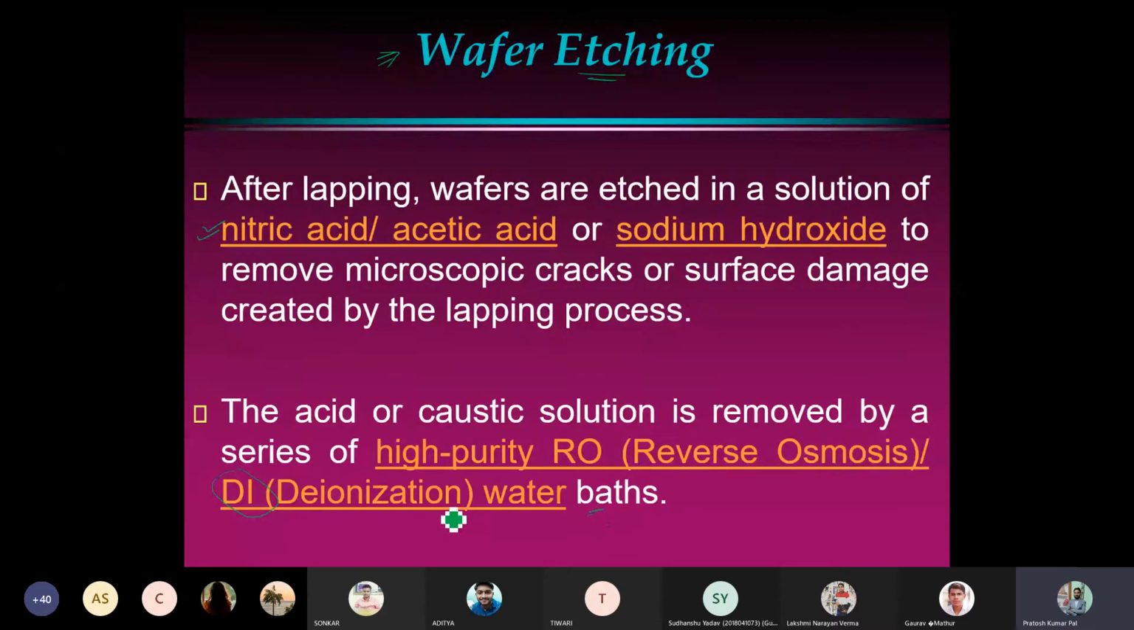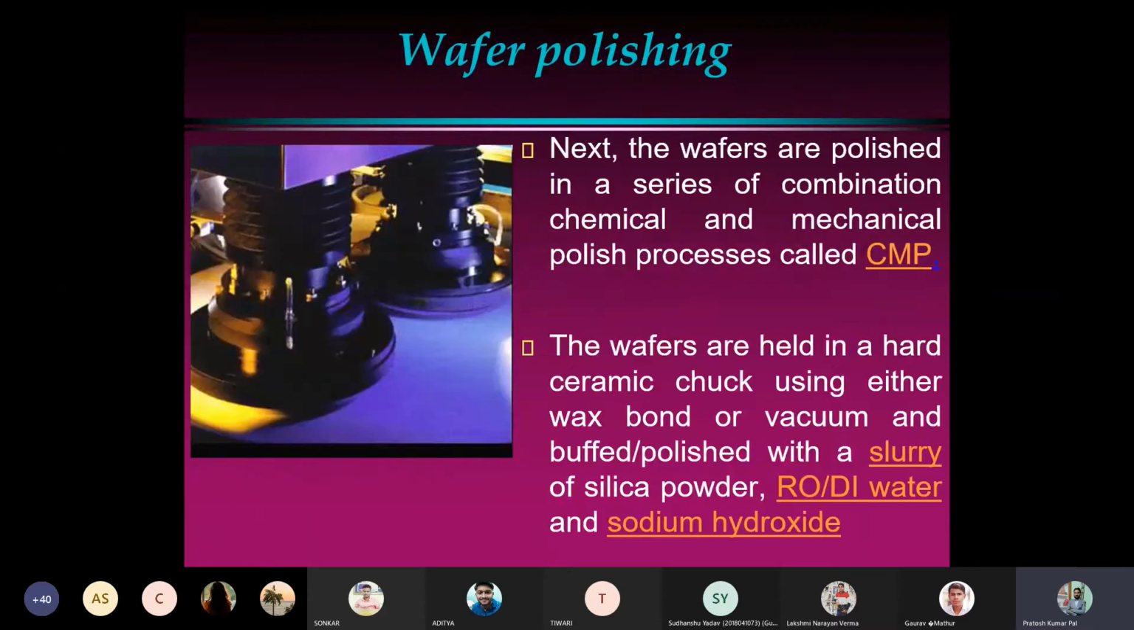In wafer polishing, the polishing is done by a series of chemical and mechanical processes. Okay, so there is a chemical and mechanical polish process. So it is called CMP. CMP is chemical and mechanical polish. So CMP is performed for polishing. In that, chemicals will be used and also mechanical methods will be used. Mechanical method means some rotational system will be there that will be rotating the wafer, and a chemical will be put so that it will be polished.